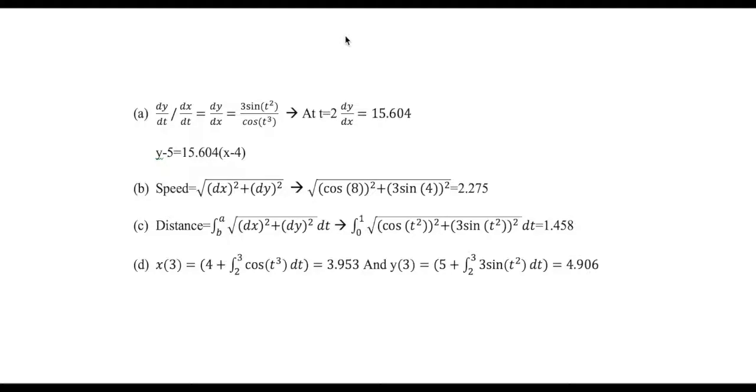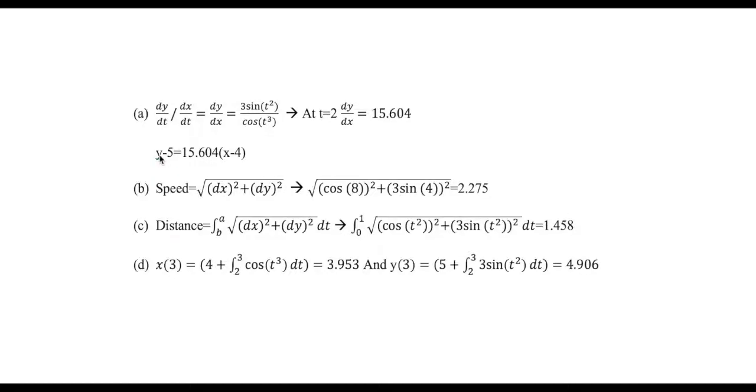Here we go. The question says, an object moving along the curve in the xy plane has a position x(t), y(t) at time t, and it gives you dx/dt and dy/dt, which are shown right there. Part A asks, write an equation for the tangent line to the curve at (4, 5). So dy/dt divided by dx/dt equals dy/dx. So you have 3 sine of t squared over cosine t cubed at t equals 2. So you solve for the 2 and you get sine 4 over cosine 8, and that gives you 15.604.